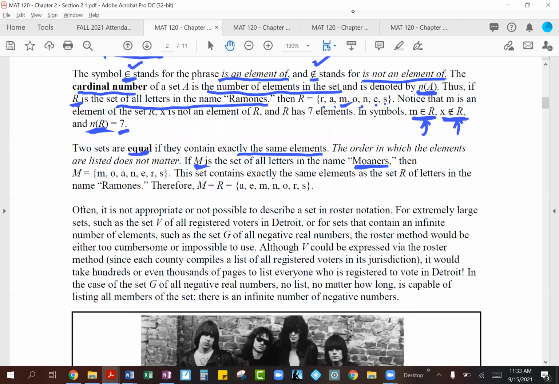So you can see this is what the roster notation would look like. And obviously, if you rearrange those letters, it forms the name Ramon. So we can say M is equal to the set R because they have the exact same elements between both those sets. Again, order is not important.